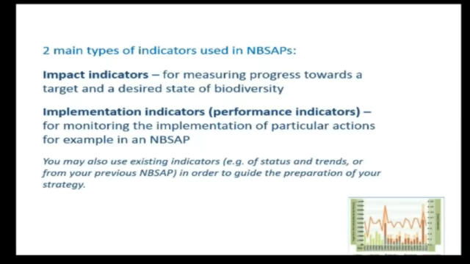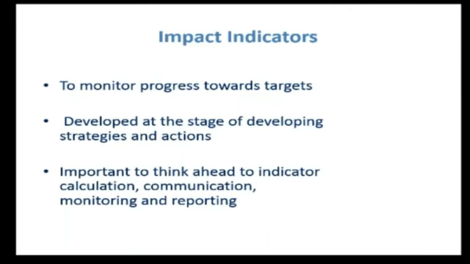And in NBSAPs, there are two broad types of indicators that are recommended to be produced. One are impact indicators for measuring progress towards a target and a desired state of biodiversity, and the others are implementation indicators, also called performance indicators. I've also heard them called management indicators, and those are for monitoring the implementation of particular actions, for example, in an NBSAP. And you could use existing indicators where possible for those. So I'm going to explain those a little more now.